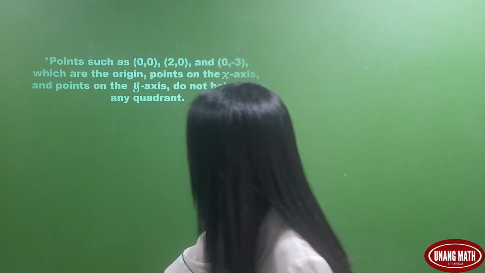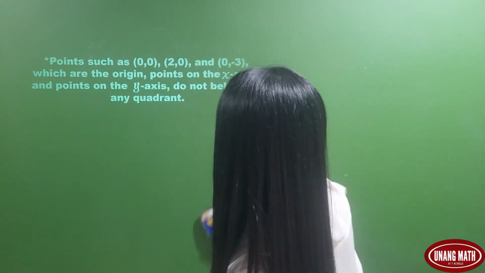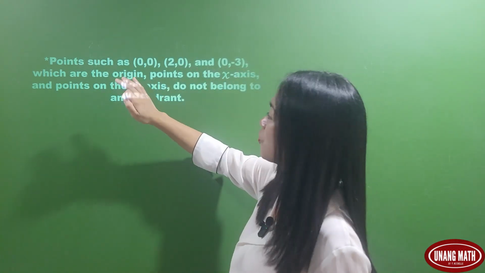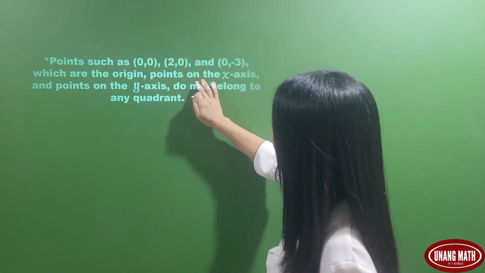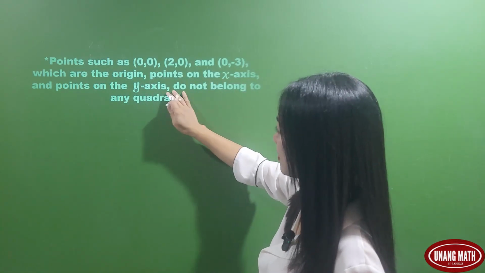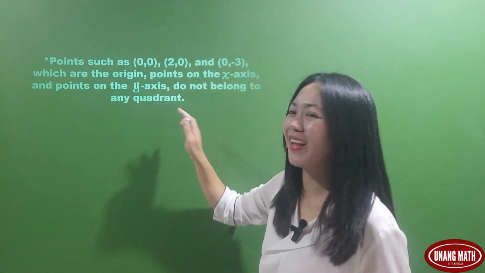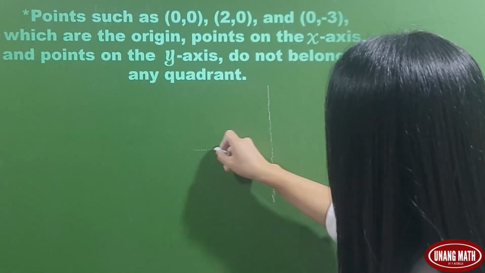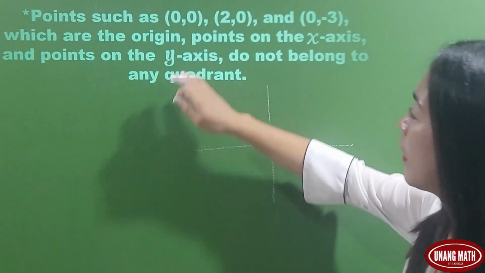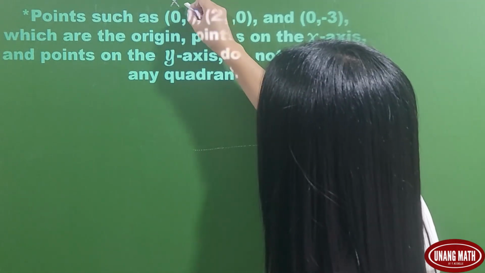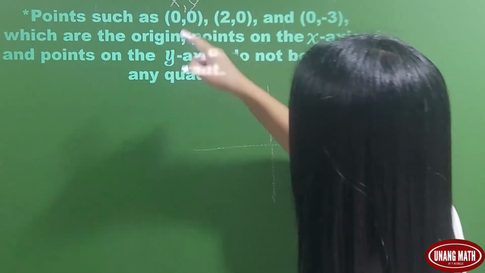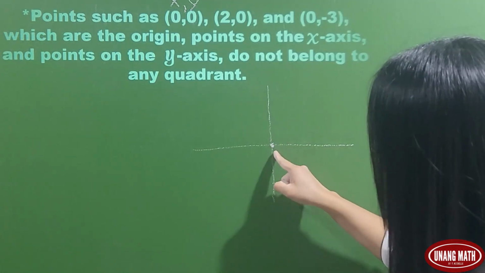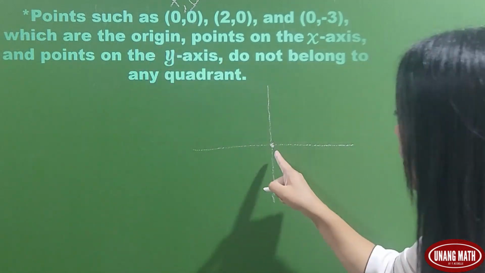Okay, moving on. Points such as (0, 0), (2, 0), and (0, -3), which are the origin, points on the x-axis and points on the y-axis, do not belong to any quadrant. Let's show. If this is our coordinate plane, 0 is the x-coordinate and the y-coordinate is also 0. So (0, 0) means the point is here. So this is at the origin.